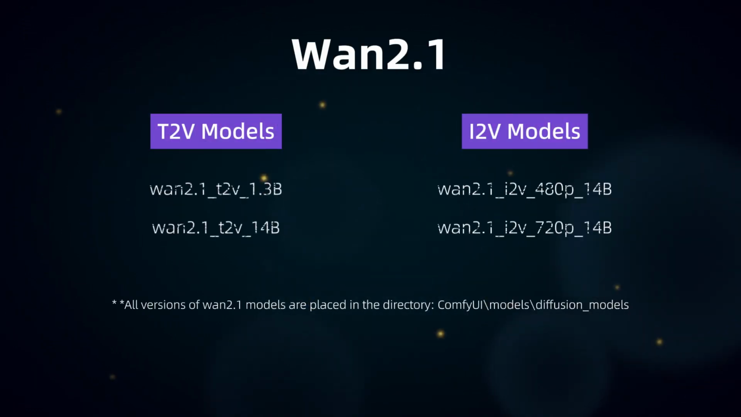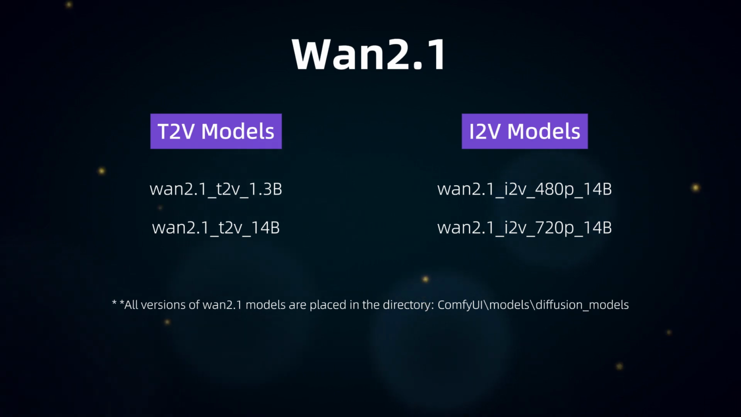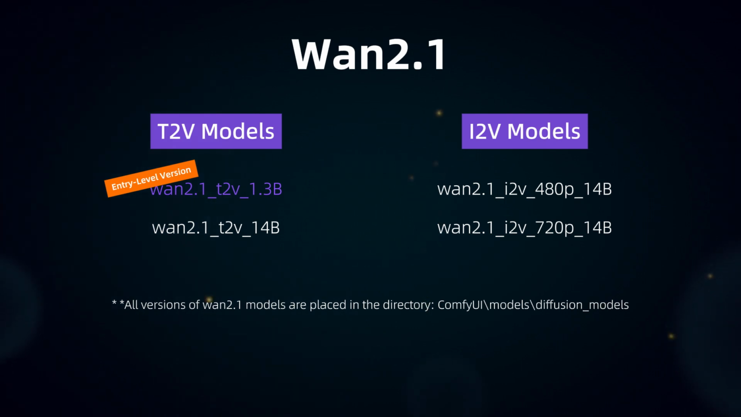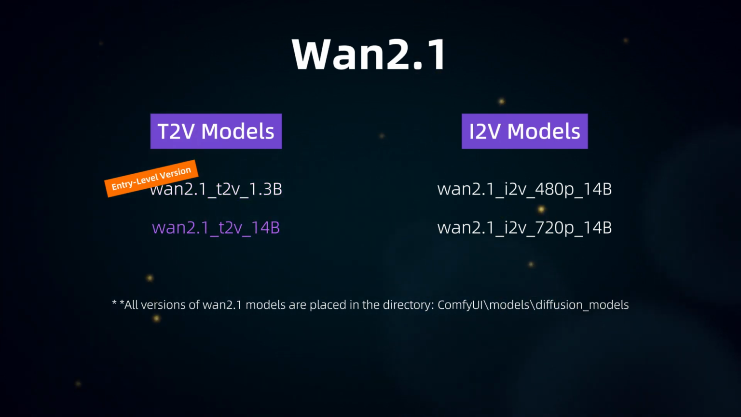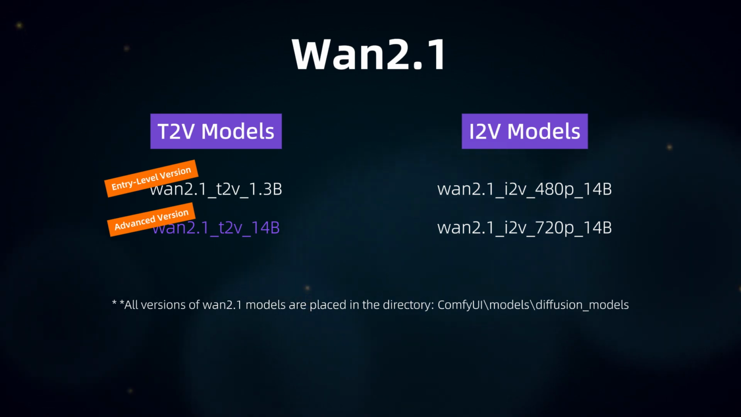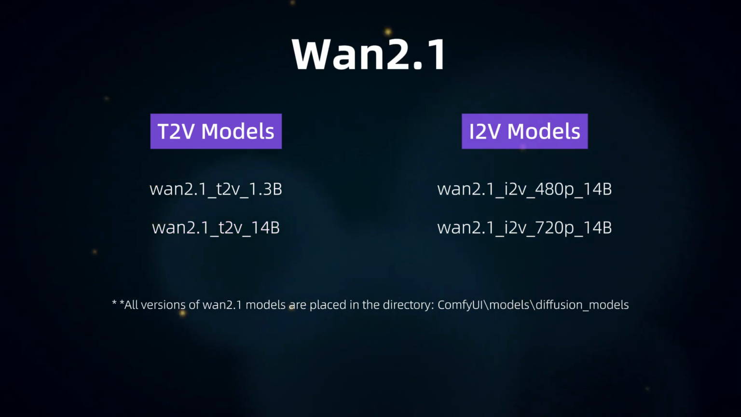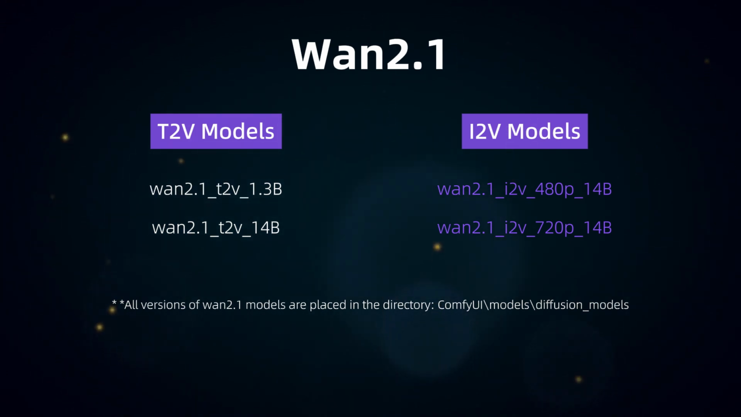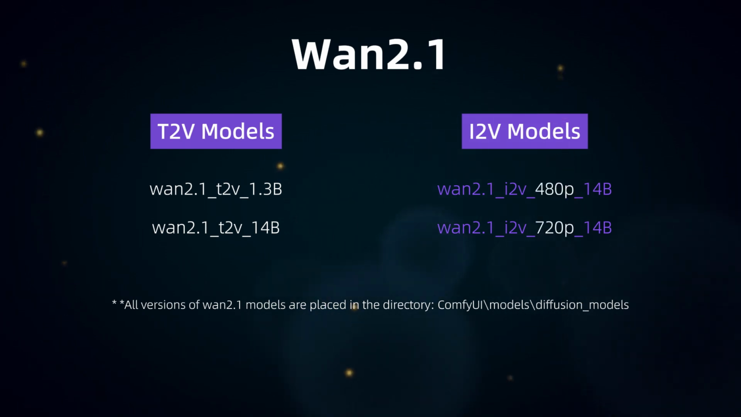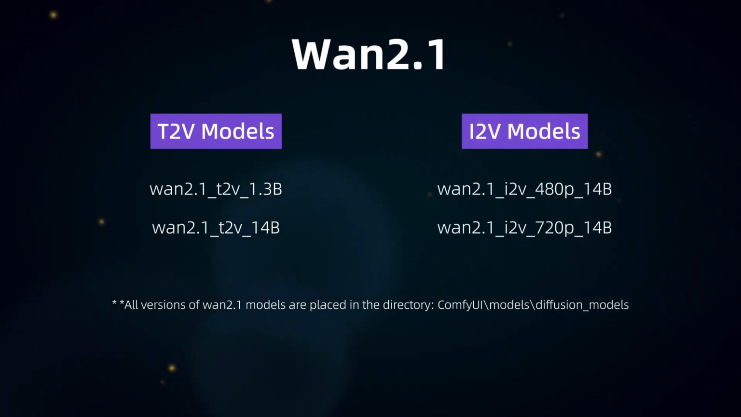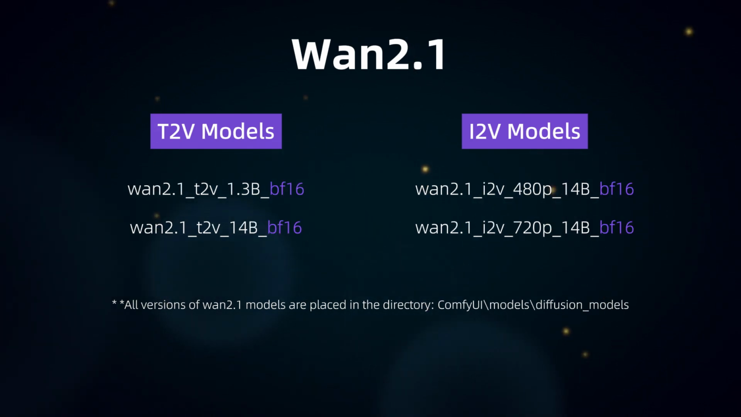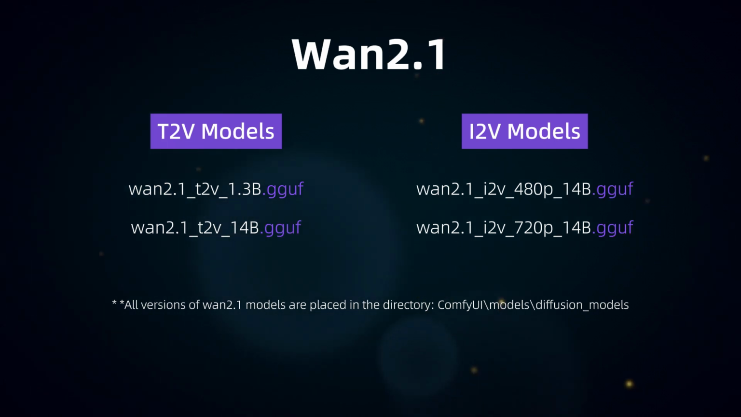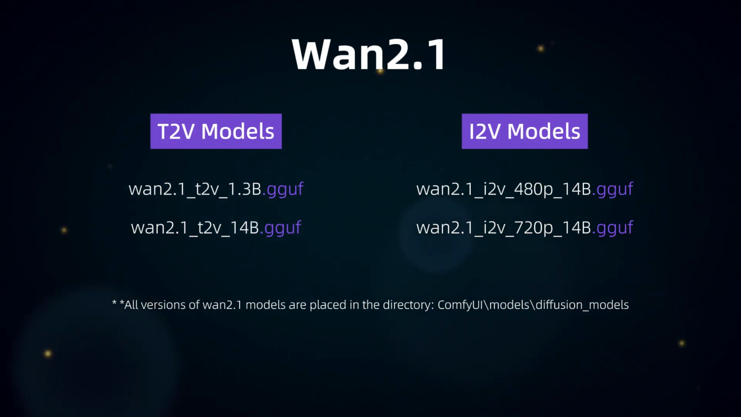This open-source release includes 4 models in total. Among the text-to-video models, there's a 1.3B parameter entry-level version, which can run even on low VRAM GPUs, and a more advanced 14B parameter version, which offers better results but is significantly slower. As for the 2 image-to-video models, both also have 14B parameters, but they target different output resolutions, 480p and 720p. Each model comes in various formats, including BF16, FP16, FP8, and GGUF. Later, I'll compare them and discuss how to choose the most suitable version.